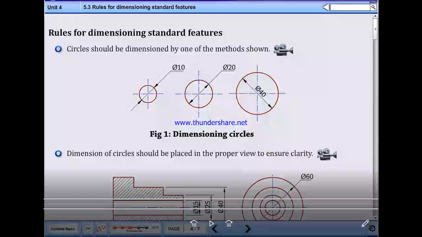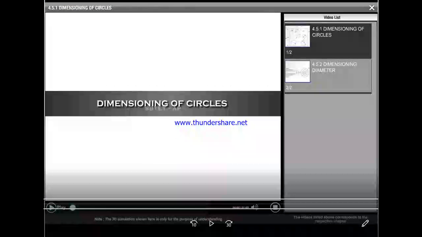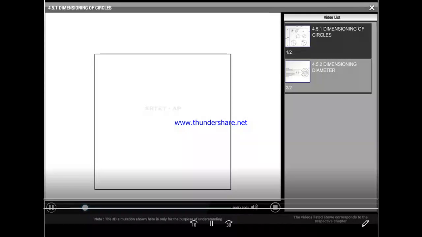A circle should be dimensioned by one of the methods as shown below. Dimensioning of a circle is to be placed properly to ensure clarity. So with this, we learn dimensioning of circles. Let us see how to conveniently represent the dimension of a circle.